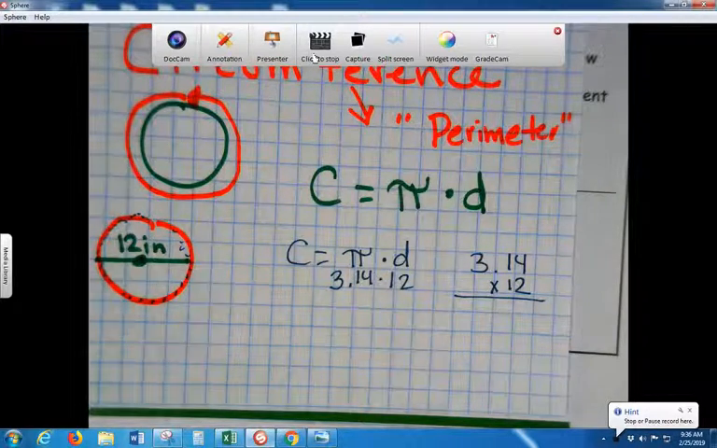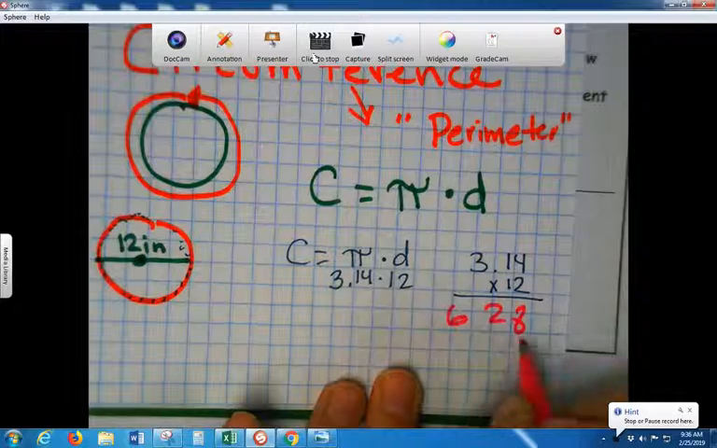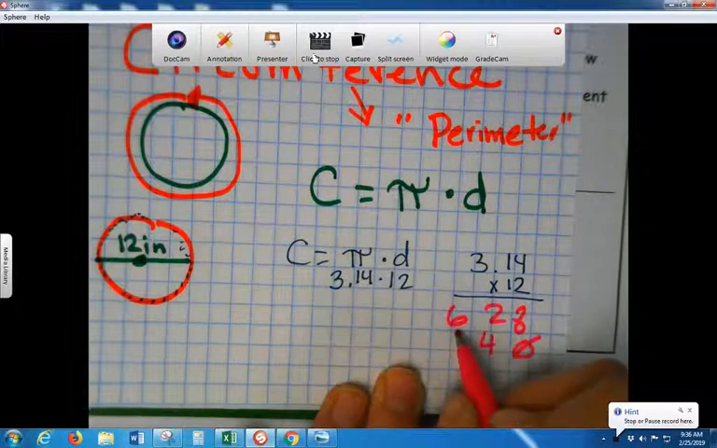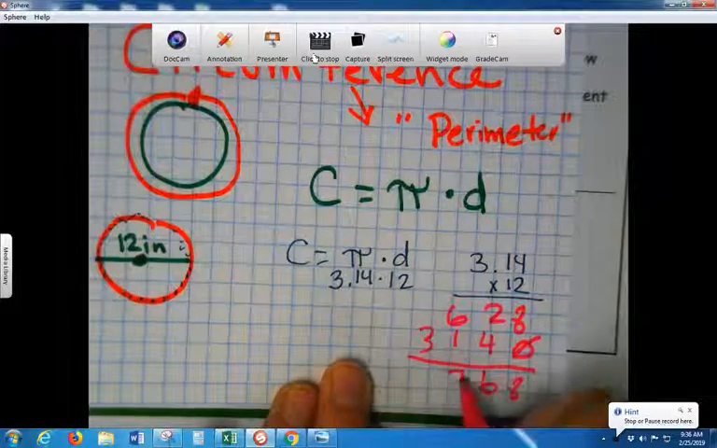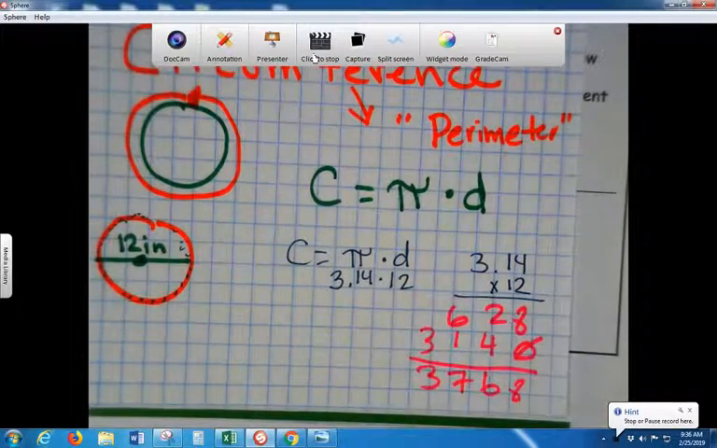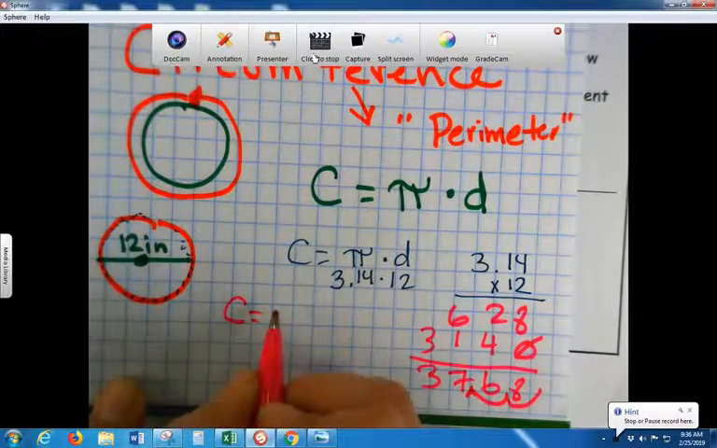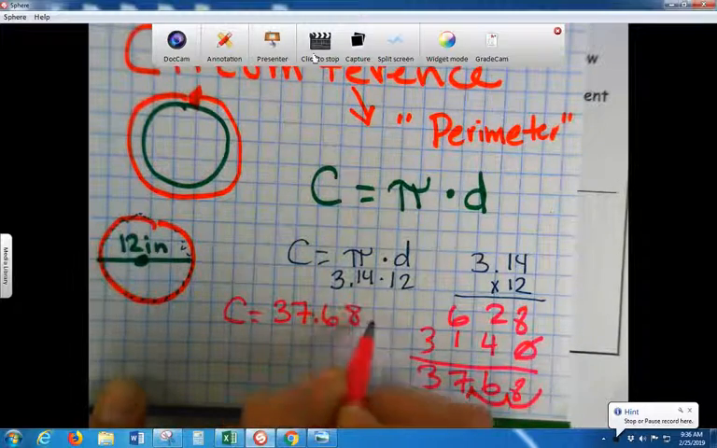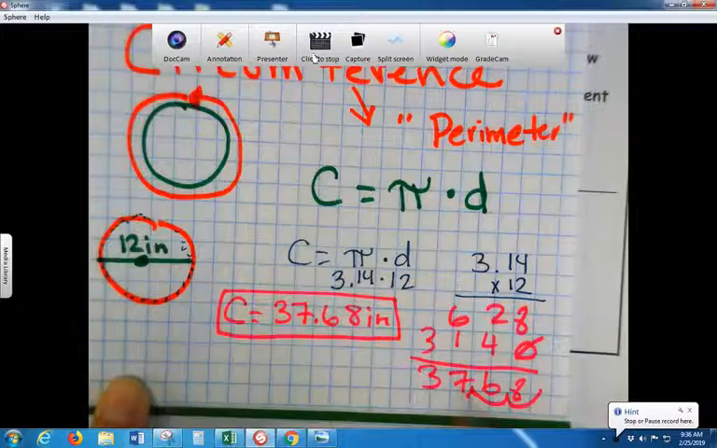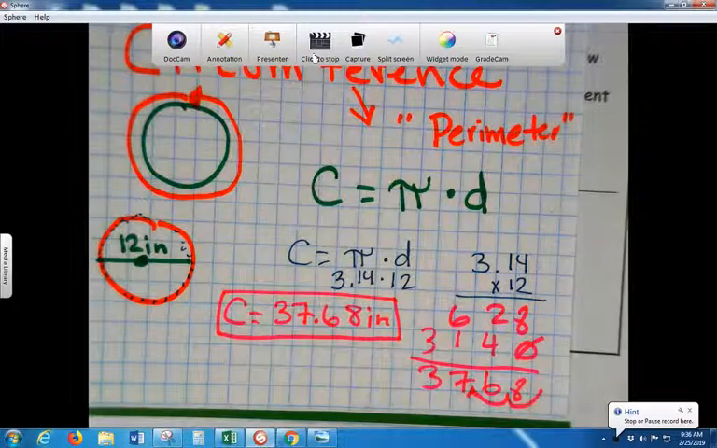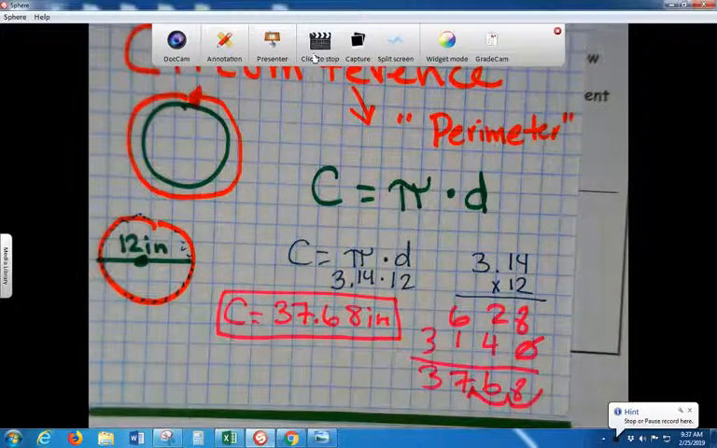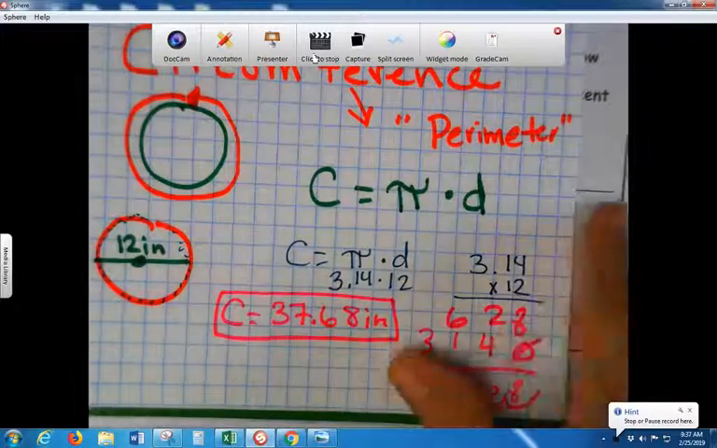What do we get? 37.68. Yep. How many times did I move my decimal? 2 times. So that means, write this down, circumference is equal to 37.68 inches. That means to walk around this water bottle, for example, it would be 37.68 all the way around. So, again, what are we doing? We're multiplying, just like last week, right?